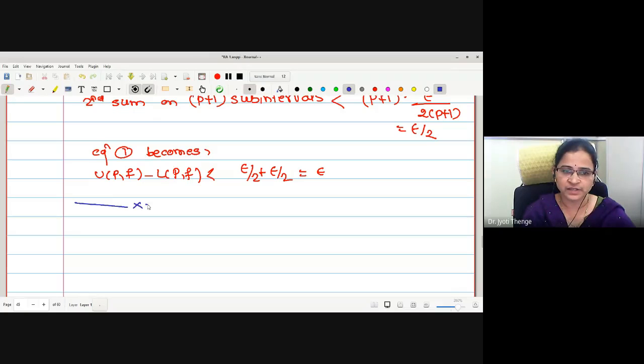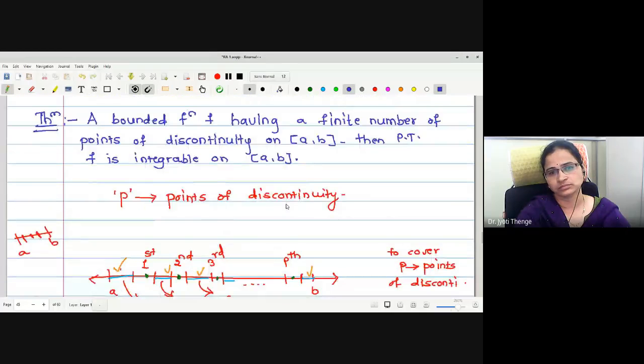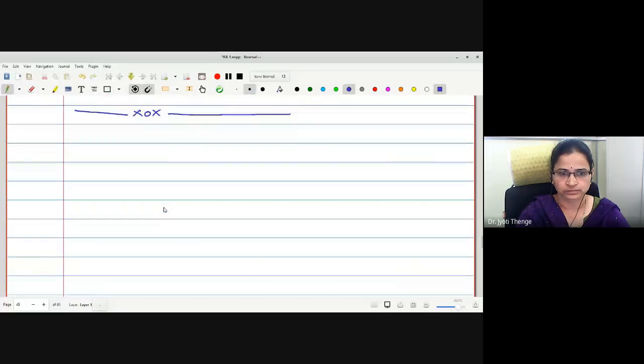I will write the textbook proof now. Is the idea clearly understood? Yes, ma'am. Okay. Now we will write the textbook proof of this theorem. Let me start the proof. If the concept was understood, whatever I am writing as the textbook proof, there should not be a difficulty.